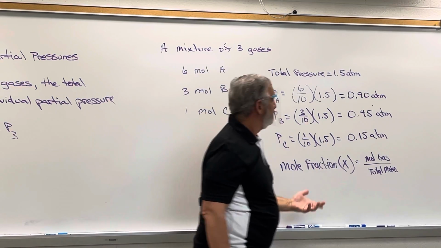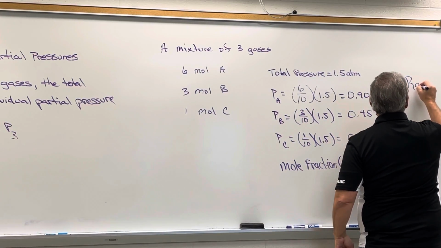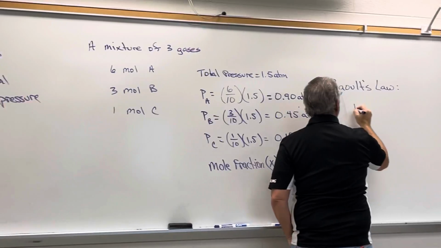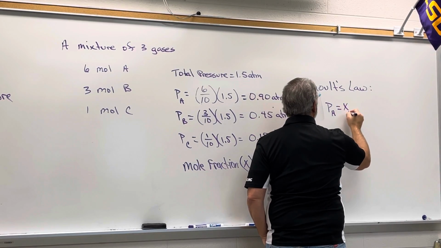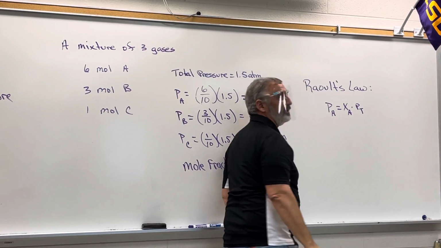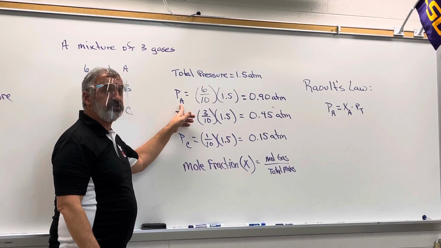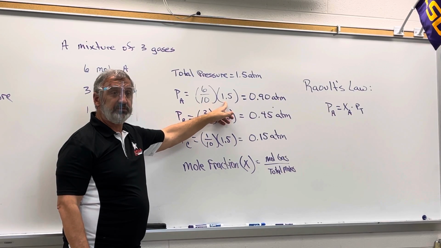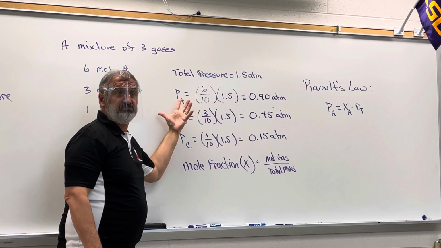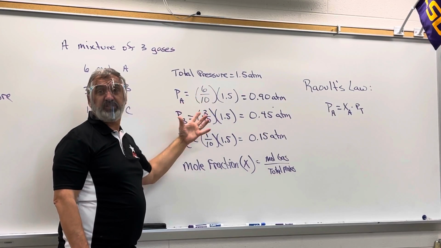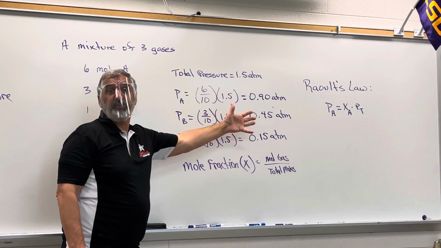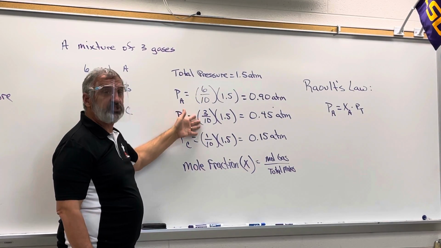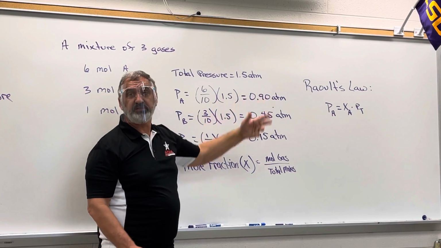Okay? Now, what we're doing right here is actually known as Raoult's law. You don't have to know this. This is a freebie. Raoult's law says the partial pressure of a gas A is equal to the mole fraction of A times the total pressure. That's what we did right here. The pressure exerted by A is the mole fraction of A times the total pressure. It's just the percentage, so don't make that hard. Whatever percent of A makes up the mixture, that's the percent of the total pressure.